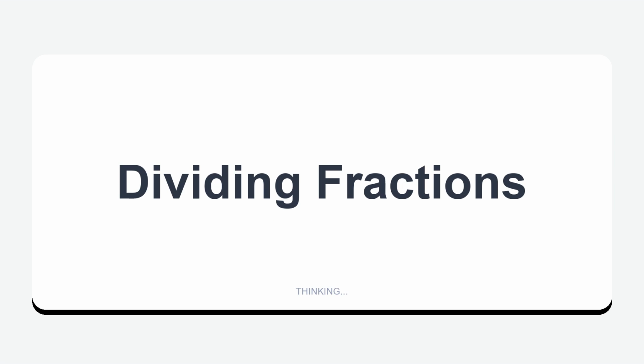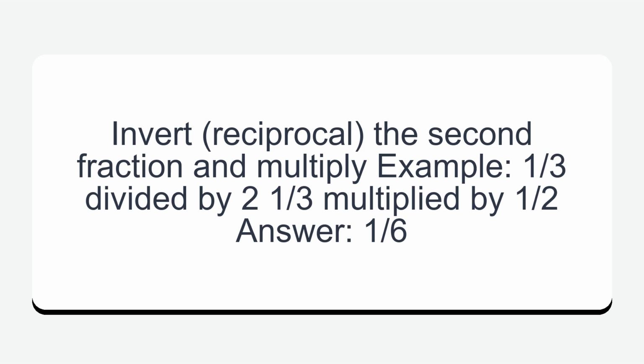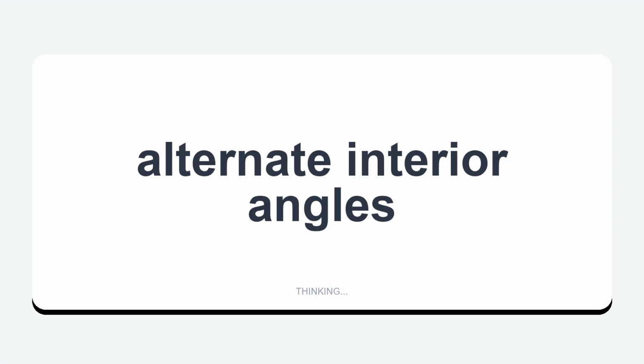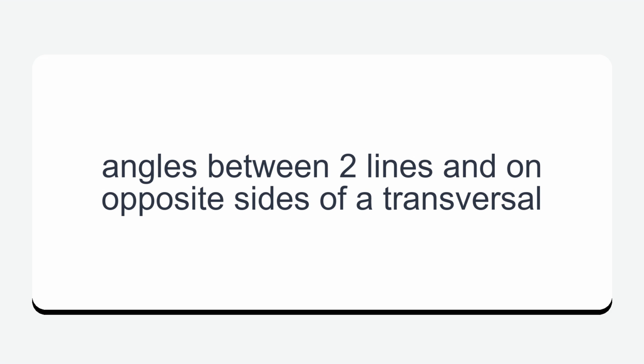Dividing fractions. Invert, take the reciprocal of, the second fraction and multiply. Example: 1/3 divided by 2, and 1/3 multiplied by 1/2. Answer, 1/6. Alternate interior angles: angles between two lines and on opposite sides of a transversal.